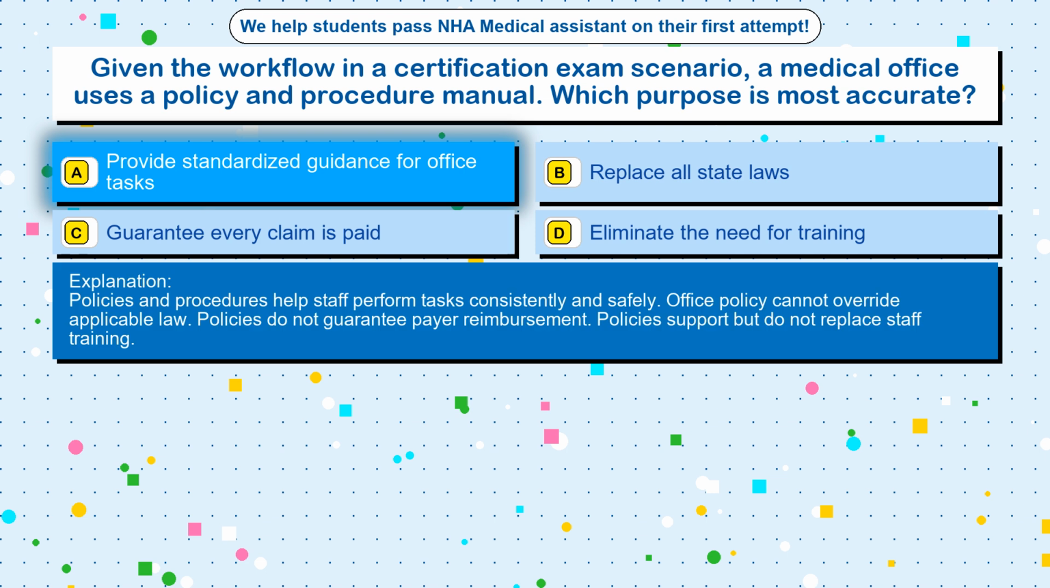Policies and procedures help staff perform tasks consistently and safely. Office policy cannot override applicable law. Policies do not guarantee pay or reimbursement. Policies support but do not replace staff training.